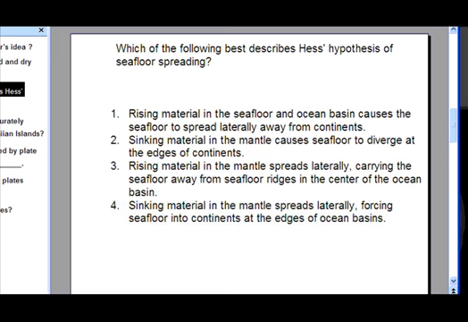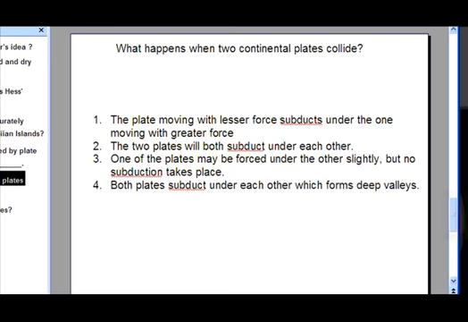Okay, and one last question I'll leave you with: what happens when 2 continental plates collide? The plate moving with the lesser force subducts under the one moving with greater force. The 2 plates will both subduct under each other. Okay. One of the plates, number 3, may be forced under the other slightly, but no subduction takes place. And 4, both plates subduct under each other, which forms deep valleys.